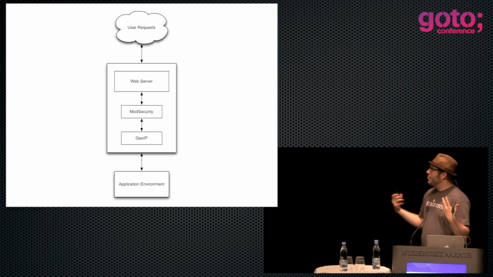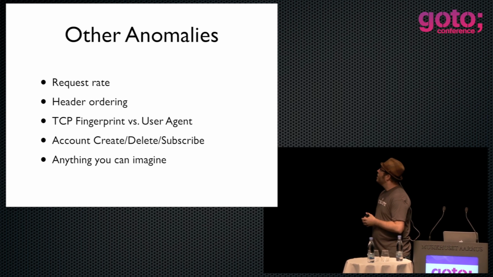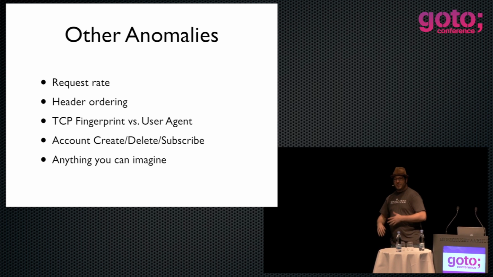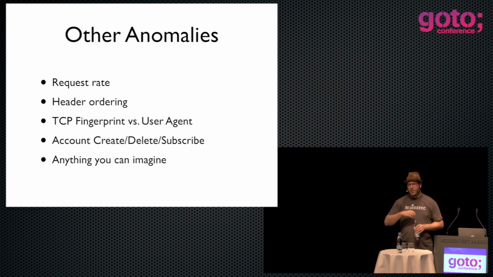So, some other anomalies that exist. I don't want to go into too much detail about all of them. We won't have enough time. Request rate is really simple. How fast are they making requests? A normal human user makes requests every 30 seconds, a minute, 2 minutes, something like that, right? Sometimes you have mechanical interfaces that are different, but it's important to understand what that is.